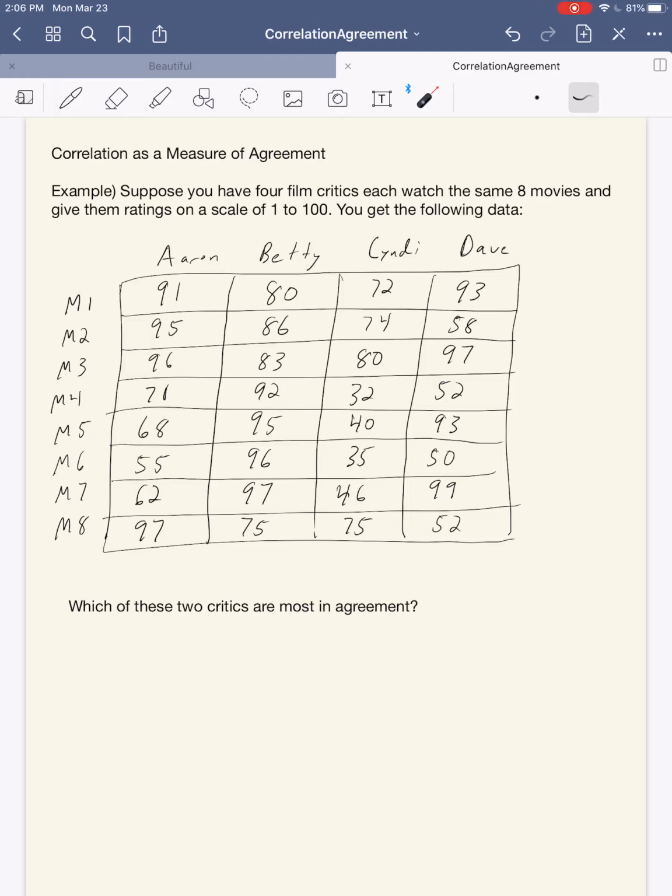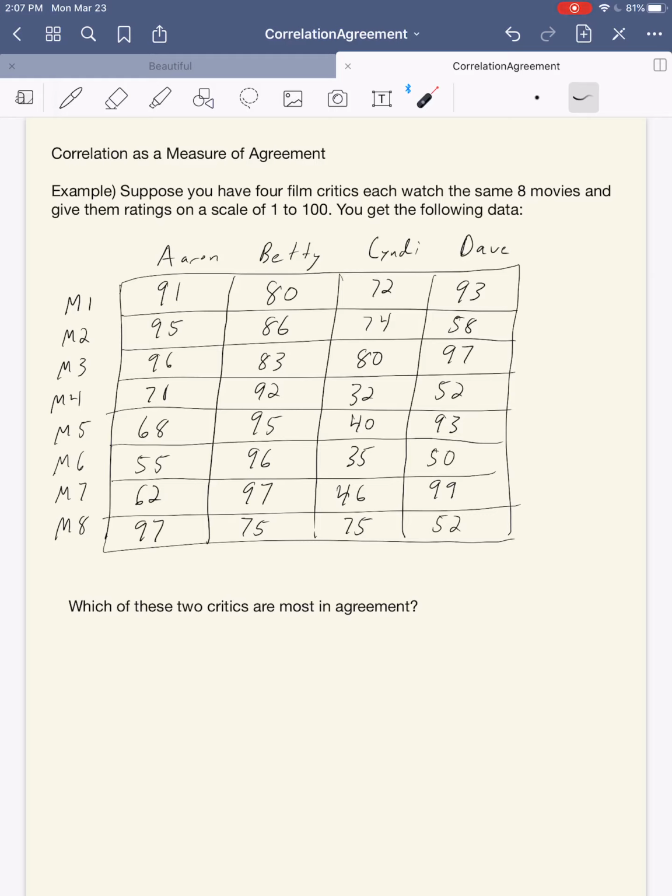Let's suppose you have 4 film critics who each watch the same 8 movies, movies 1 through 8 here. They're asked to rate each of these movies on a scale of 1 to 100, and you get the following data. Our first reviewer, Ehren, gave the first movie a 91, the 5th movie a 68, and the last movie he watched a 97. Betty, on the other hand, thought that first movie should be an 80, the 5th one a 95, and the last one a 75. And so on and so forth for Cindy and Dave.